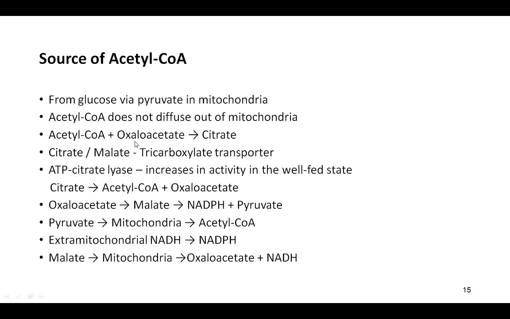Acetyl coenzyme A will combine with oxaloacetate in the mitochondria and form citrate. Now there is a transporter, the tricarboxylate transporter. If you don't remember the name, it's okay. Remember that there is a transporter which transports out the citrate. Now in the cytosol, the enzyme ATP citrate lyase is present, and this enzyme will convert citrate to acetyl coenzyme A.